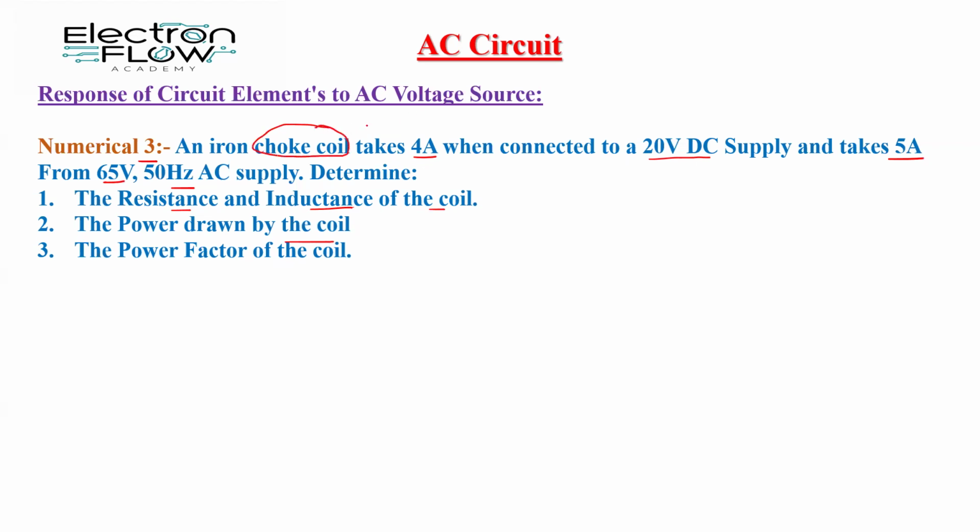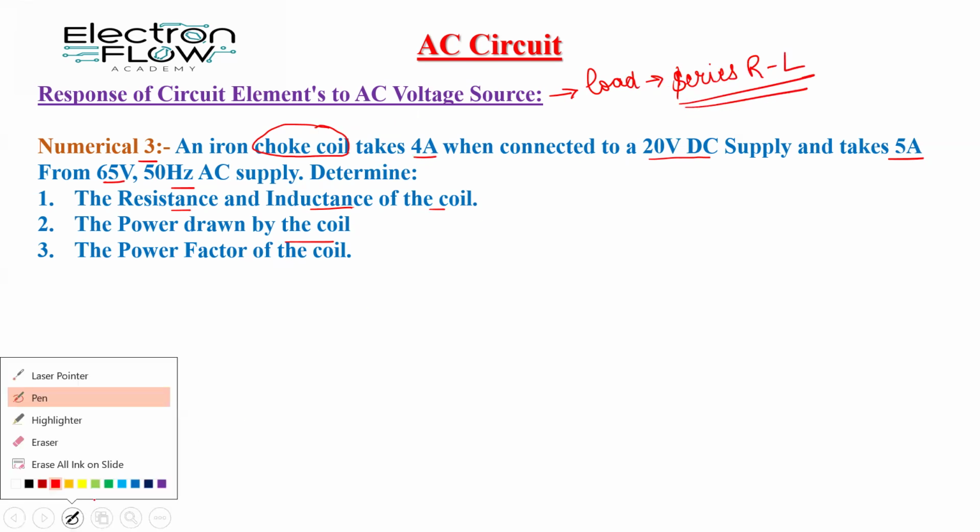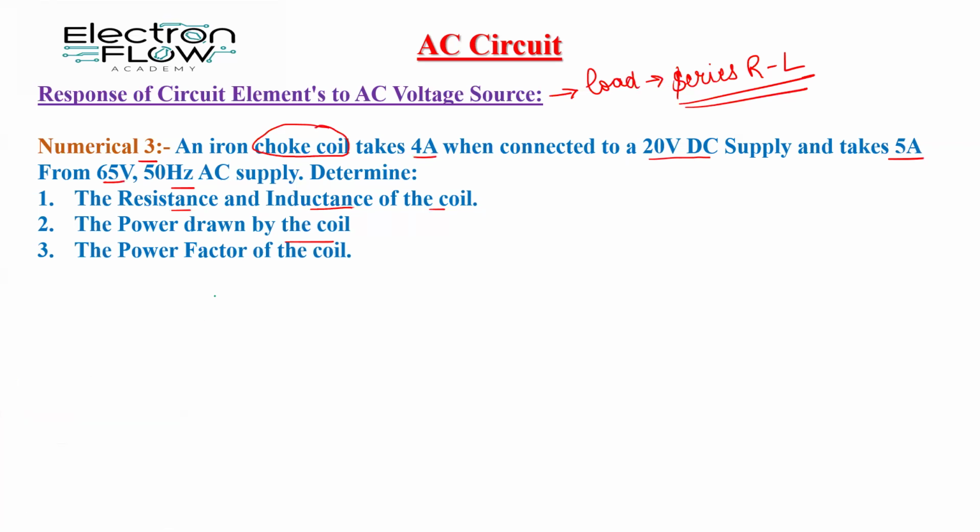From this, we have identified that the load is of type series RL load. So this is how we have to identify the type of the load. Sometimes the type of the load is not given in the question. The word used here is coil. Let's start the solution.